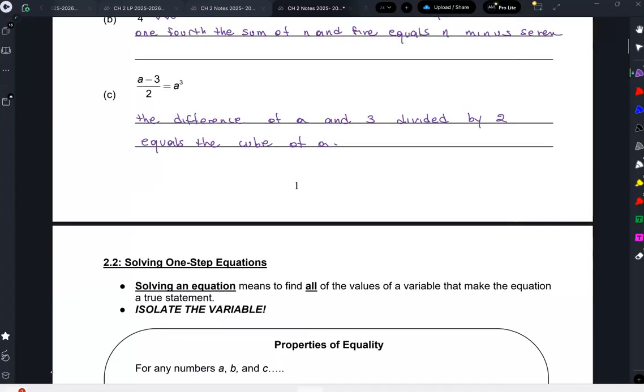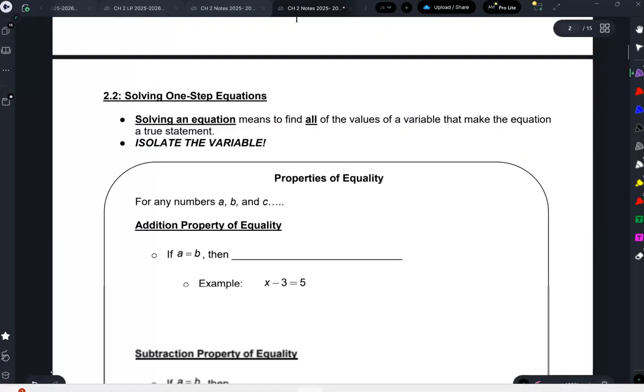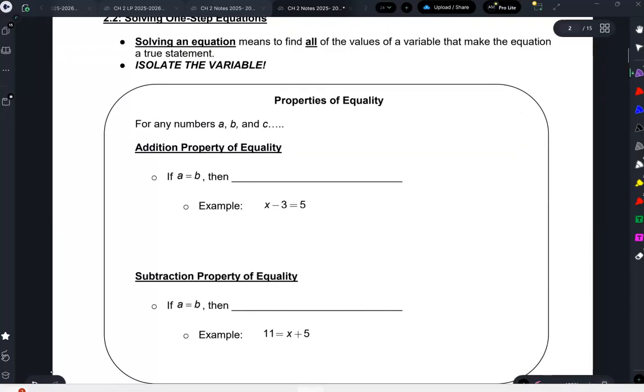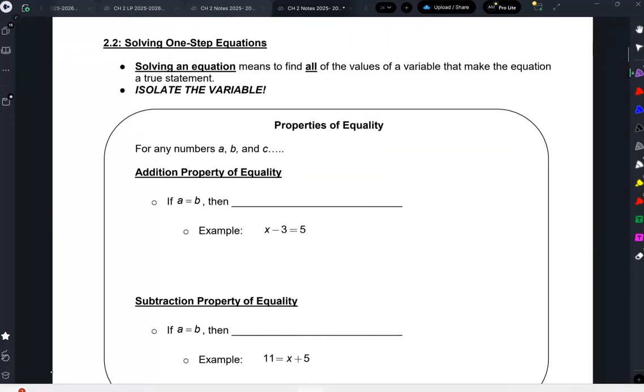We're going to solve some equations. Yay. Okay. By the way, to solve an equation, we need to find all of the values of a variable that make the equation true. In other words, you need to isolate the variable. So get x or y or m or n alone on one side. Okay. Let's talk about some properties of equality.